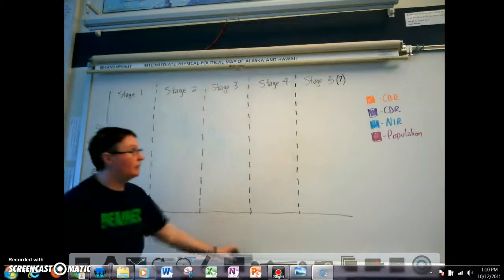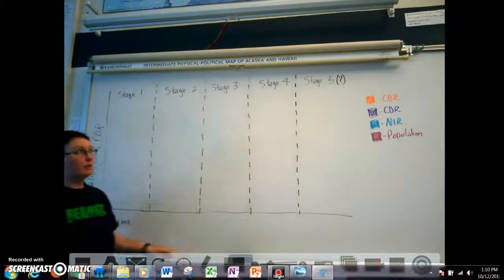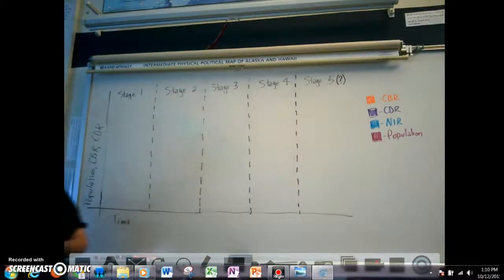We're going to look at crude birth rates, which is number of births per 1,000. We're going to look at crude death rates, which is the number of deaths per 1,000 people. We're going to look at natural increase rates, which is the difference between the crude birth rate and the crude death rate. And then we're going to look at just what are population numbers doing in general.